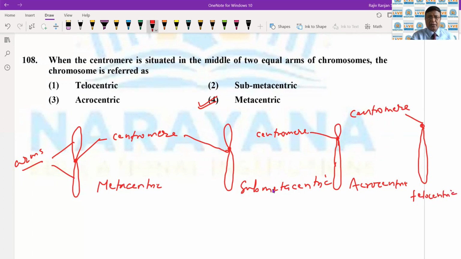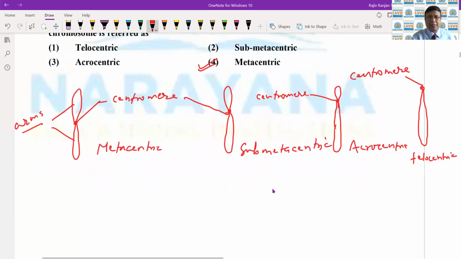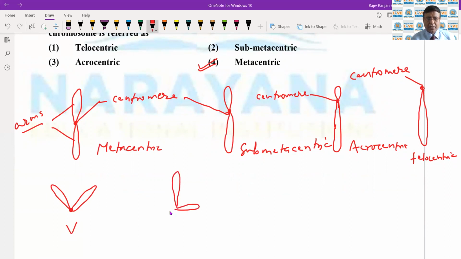So this can be remembered by these shapes. It is V, the centromere in the middle. It is L. It is J. And it is I.